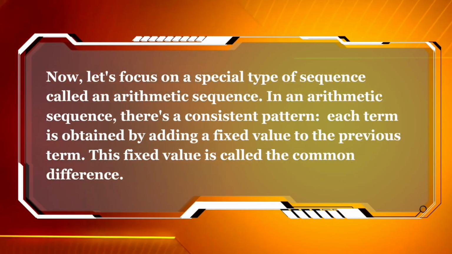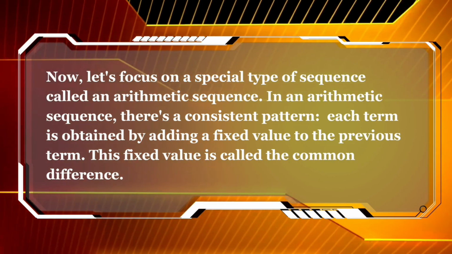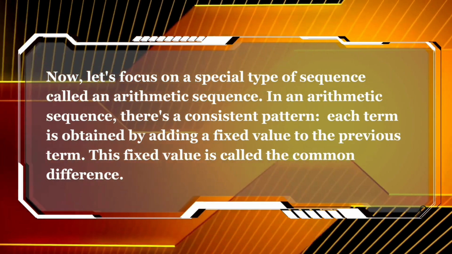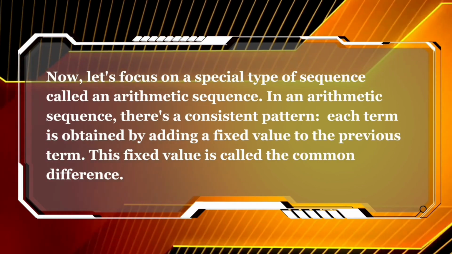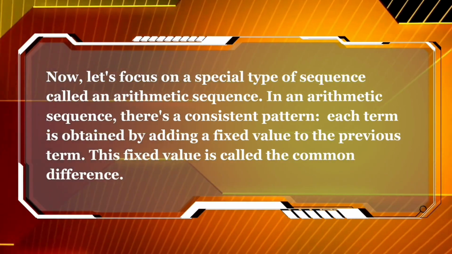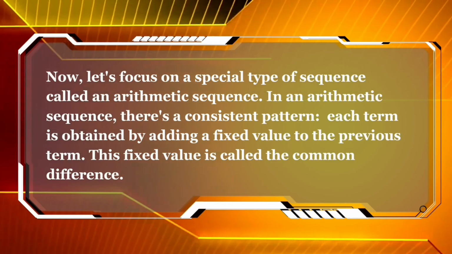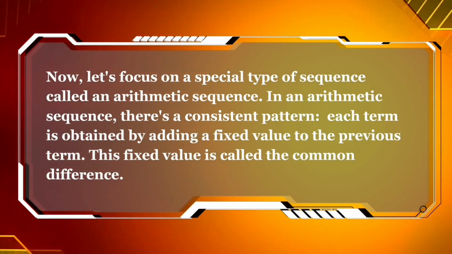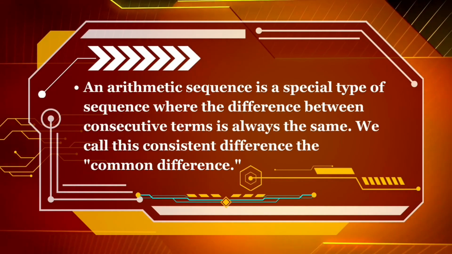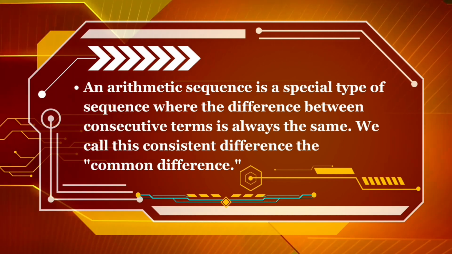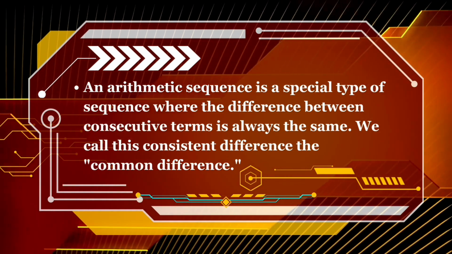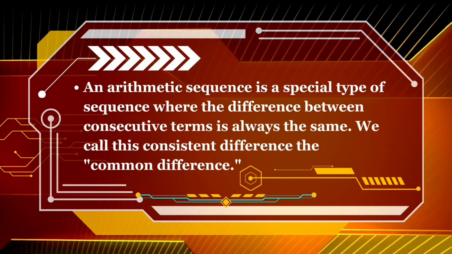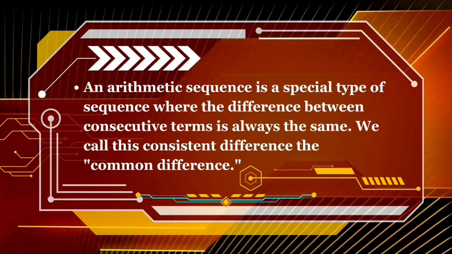Now, let's focus on the special type of sequence called an arithmetic sequence. In an arithmetic sequence, there is a consistent pattern. Each term is obtained by adding a fixed value to the previous term. This fixed value is called the common difference. An arithmetic sequence is a special type of sequence where the difference between consecutive terms is always the same. We call this consistent difference the common difference.